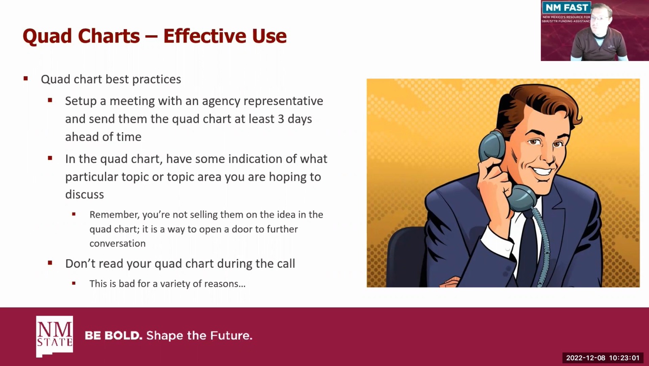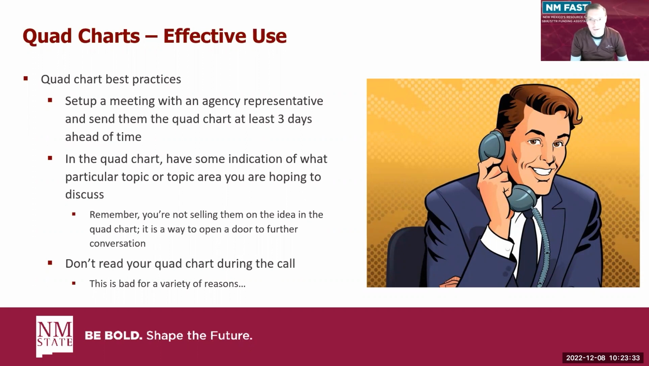So when you set up a meeting, make sure to send a quad chart over to them. Try to do it about 3 days ahead of time. You don't want to get it to them right as the meeting starts. You don't want to get it to them an hour before the meeting starts. You want them to actually take a look because you want them to potentially have questions for you. You want to use that as a way to engage, a way to get that two-way street of information flow going. And the way you do that is you allow them to read it. You allow them to actually consume it.